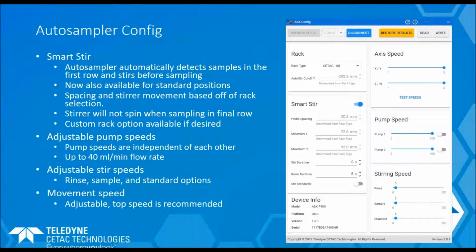There is a custom rack option available, so if you want to do something other than one of those set options, that is also available. And one other thing is right next to the rack type, it says auto stir cutoff Y. What that means is that once we're analyzing the very last row of samples, your stir is just kind of hanging out past the end of the sample rack. With the auto stir cutoff, that tells the autosampler once you're down to this final row, don't stir the paddle, which just helps prevent any splatter off the end of the autosampler.